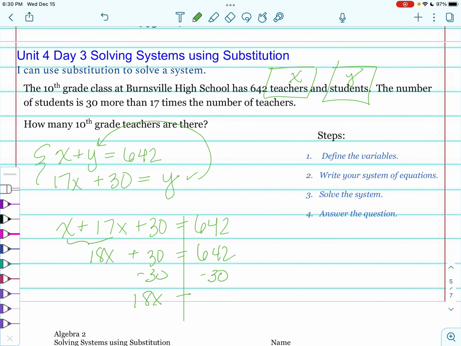So I have 18x equals, what, 612. And then I'm going to divide by 18. Okay, I'm going to get out my calculator for that. That's one that I just cannot do in my head today. 612 divided by 18. Oops. 18. And I got x equals 34. Okay, remember that is not enough. We need to plug it back in.